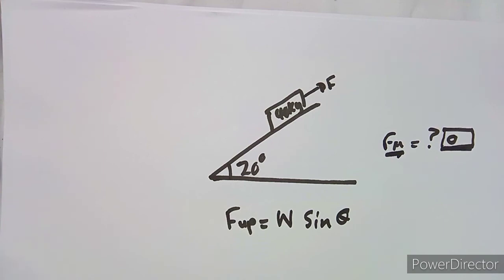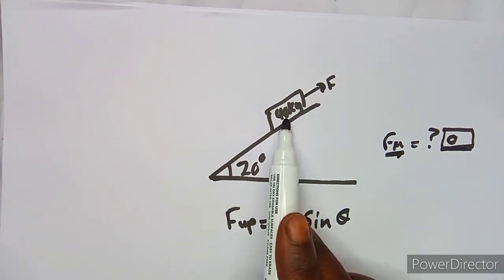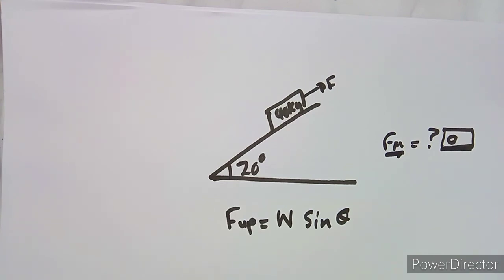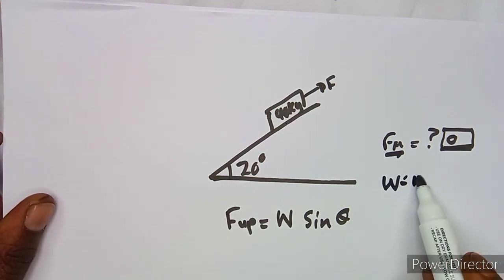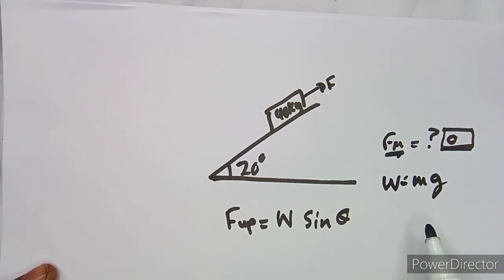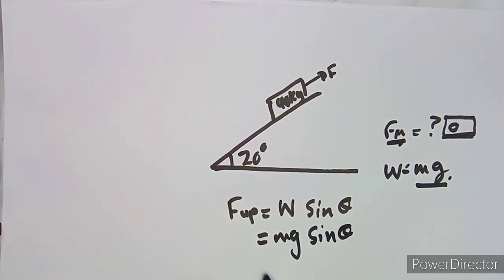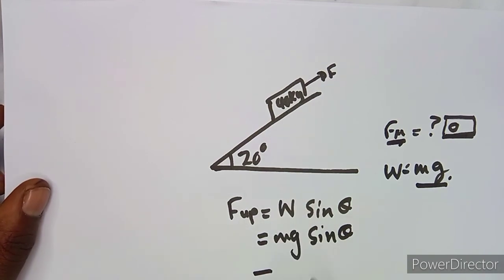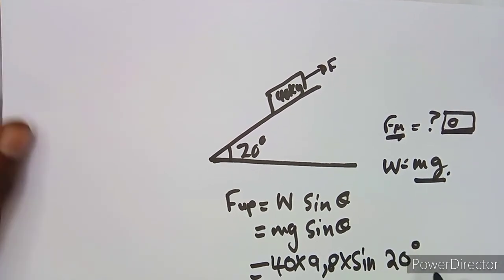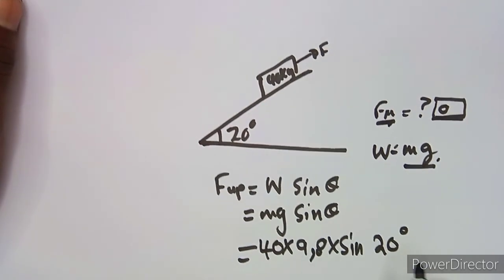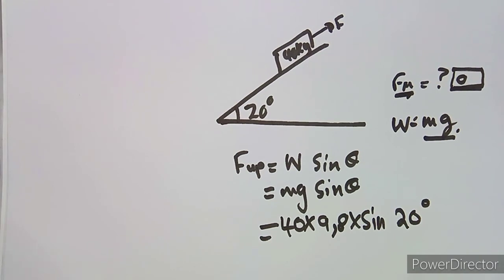But where are we having this W now? Remember, you're given the mass. So we can formulate this from W, which is equivalent to mg. So that means I can obtain the W by multiplying mass times the gravitational acceleration, which is mg sine theta. Now we can substitute the mass, that is 40 by 9.8 by sine theta, which is the angle of 20 degrees. All right, I hope is it clear? Or now let me just try and adjust this side. So that's what you're going to have in this case.